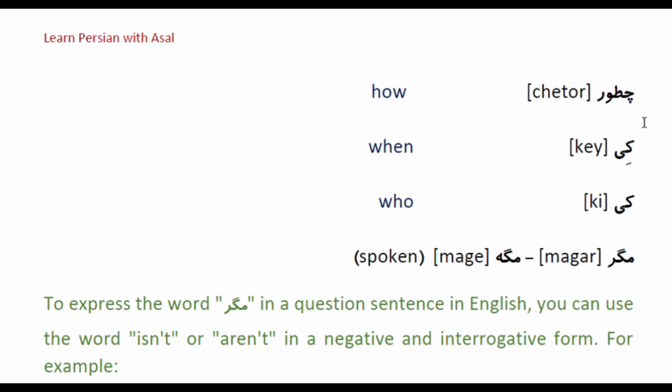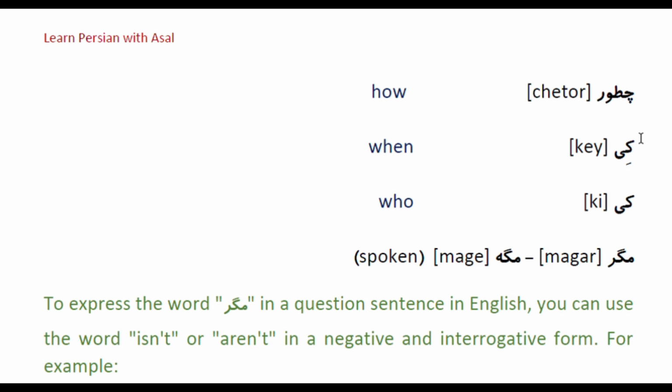کی. Pay attention to the pronunciation. K and ki have the same spelling, but the pronunciation is different. K means when, ki means who.